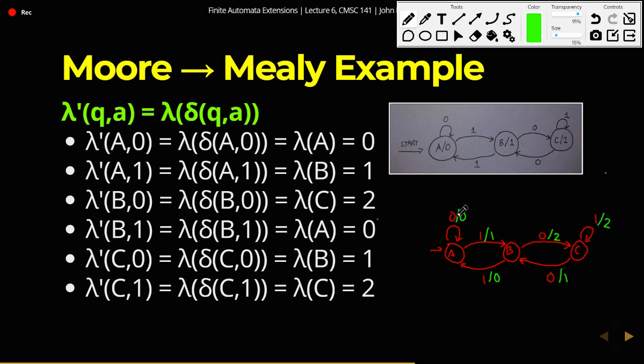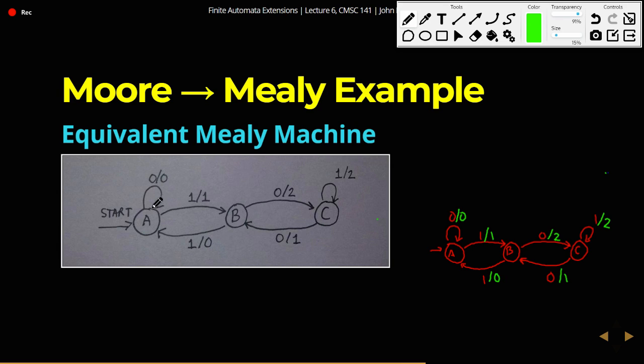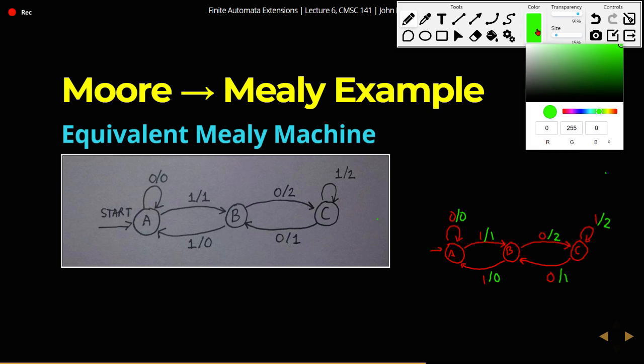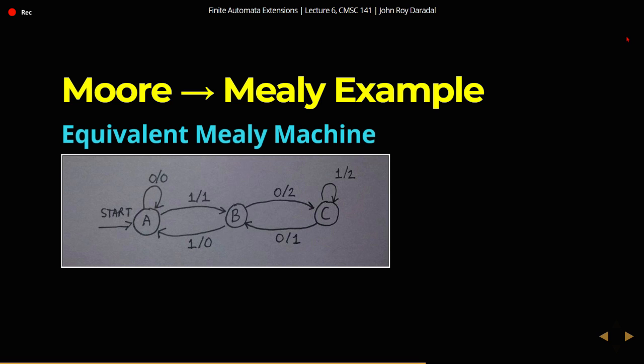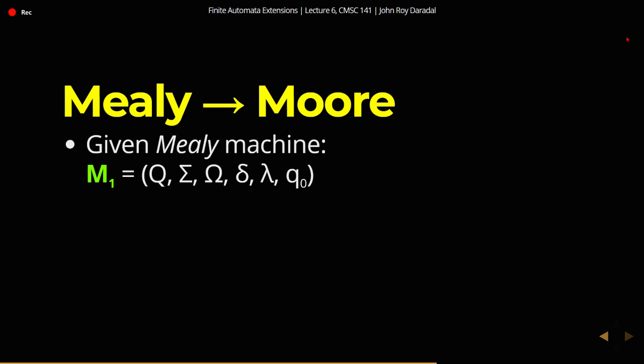So your outputs are now on the transitions, not on the states. Okay, so this is the equivalent Mealy machine that we just drew. Okay, so that's it. Let's now go to the conversion of Mealy machine to Moore machine.